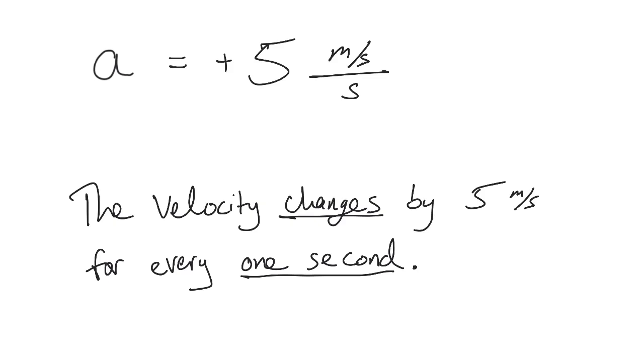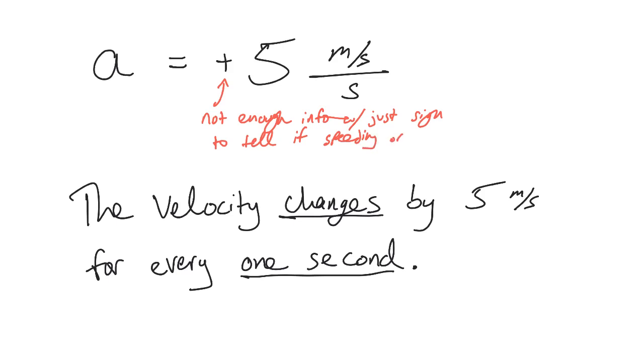So I hope to uncover a common thought that students have incorrectly, where when they see plus signs for acceleration, they think, oh, the object's speeding up. It's got a positive acceleration, right? No, totally wrong. It turns out that you cannot just look at the sign of acceleration to know if you're speeding up or slowing down. So not enough info. I'll just write that here. Not enough info with just the sign to tell if speeding up or slowing down.